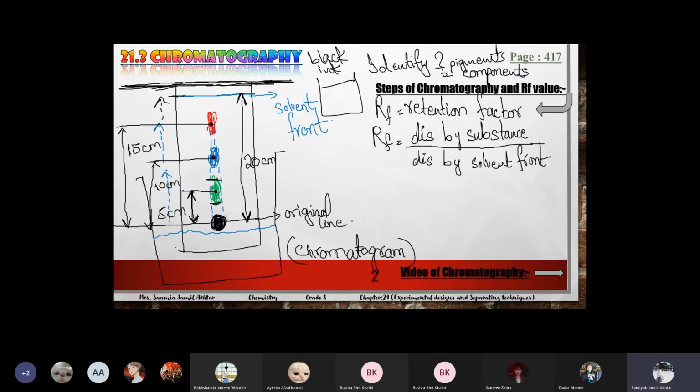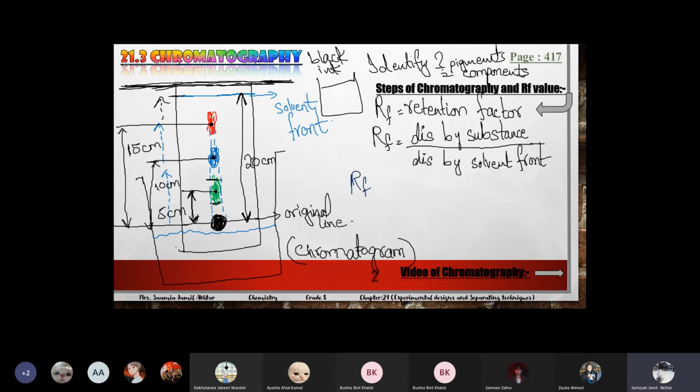So in exams, in papers, in assessments, you have to keep a scale with you, with proper markings, so that you can take the distance. So we have taken the distances from the original line to all the spots, all the substances present, and from the original line to the solvent front. Now we will take out the RF value one by one.